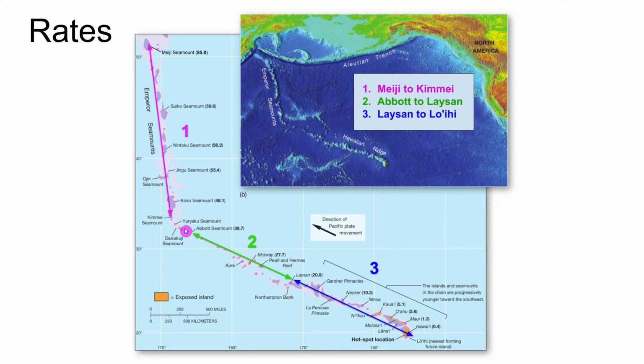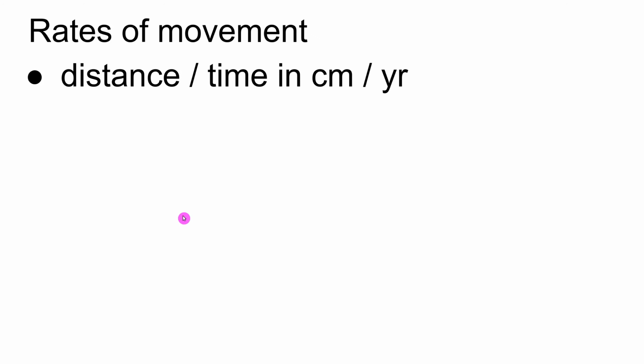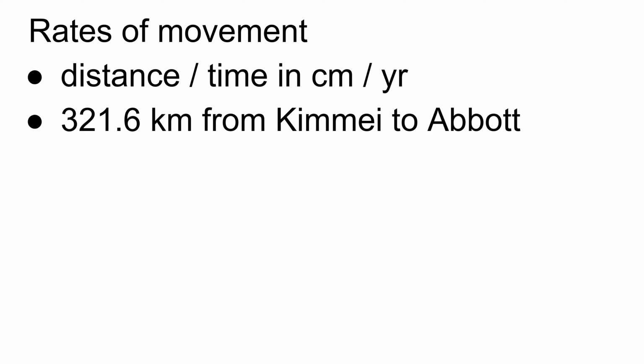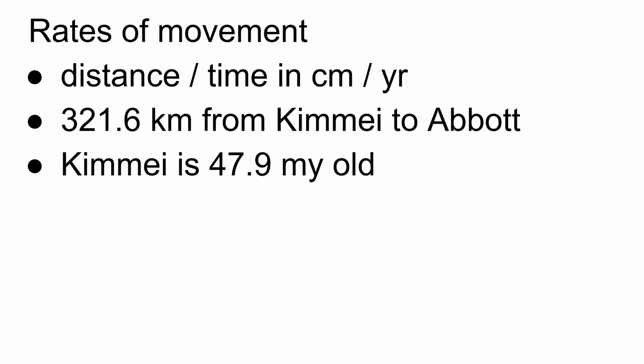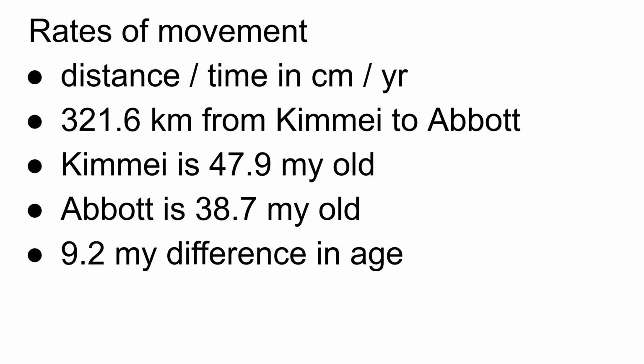And as an example, I just wanted to show you how to figure out the rate for the plate to move the distance from Kimai Seamount to Abbott Seamount. So we need to know what the difference is in age, and then we need to know the distance and divide. So what do we know? Distance divided by time, in centimeters per year, is what we want to end up with. So 321.6 is the distance in kilometers. Kimai is 47.9 million years old. Abbott is 38.7 million years old. So 9.2 million years is the difference in age. So 9.2 is the value.